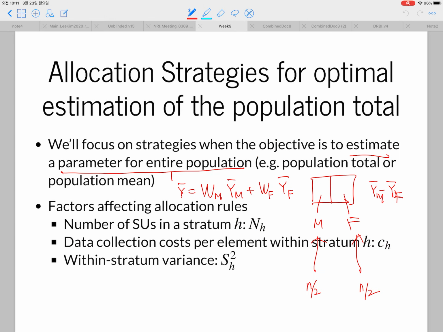Okay, we'll focus on the total estimation or mean estimation. If the problem is about comparing the difference in the means across different strata, the optimal allocation approach in our class does not apply, and it is beyond the scope of our class.